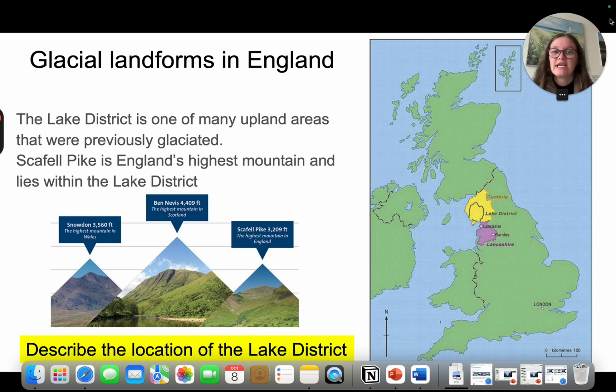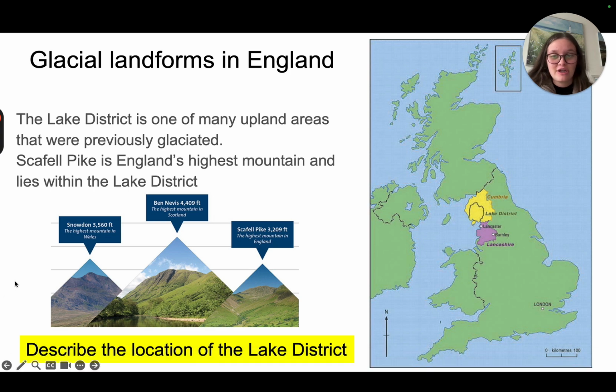The Lake District is one of many upland areas that were previously glaciated, so we looked at this in lesson 1. Scafell Pike in the Lake District is England's highest mountain and lies within the Lake District. Scafell Pike is 3,209 feet compared to Snowdon as the highest mountain in Wales and then Ben Nevis in Scotland.